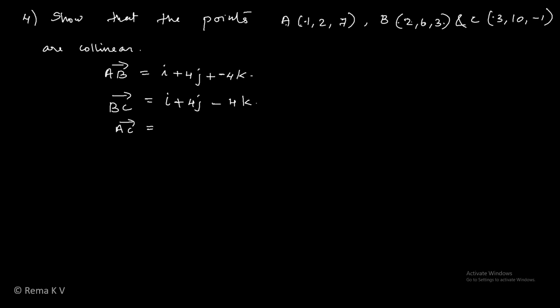To find vector BC: 3 minus 2 is 1, 10 minus 6 is 4, minus 1 minus 3 is minus 4. So it is i plus 4j minus 4k. Now to find AC: 3 minus 1 is 2i, then 10 minus 2 is 8j, minus 1 minus 7 is minus 8k.